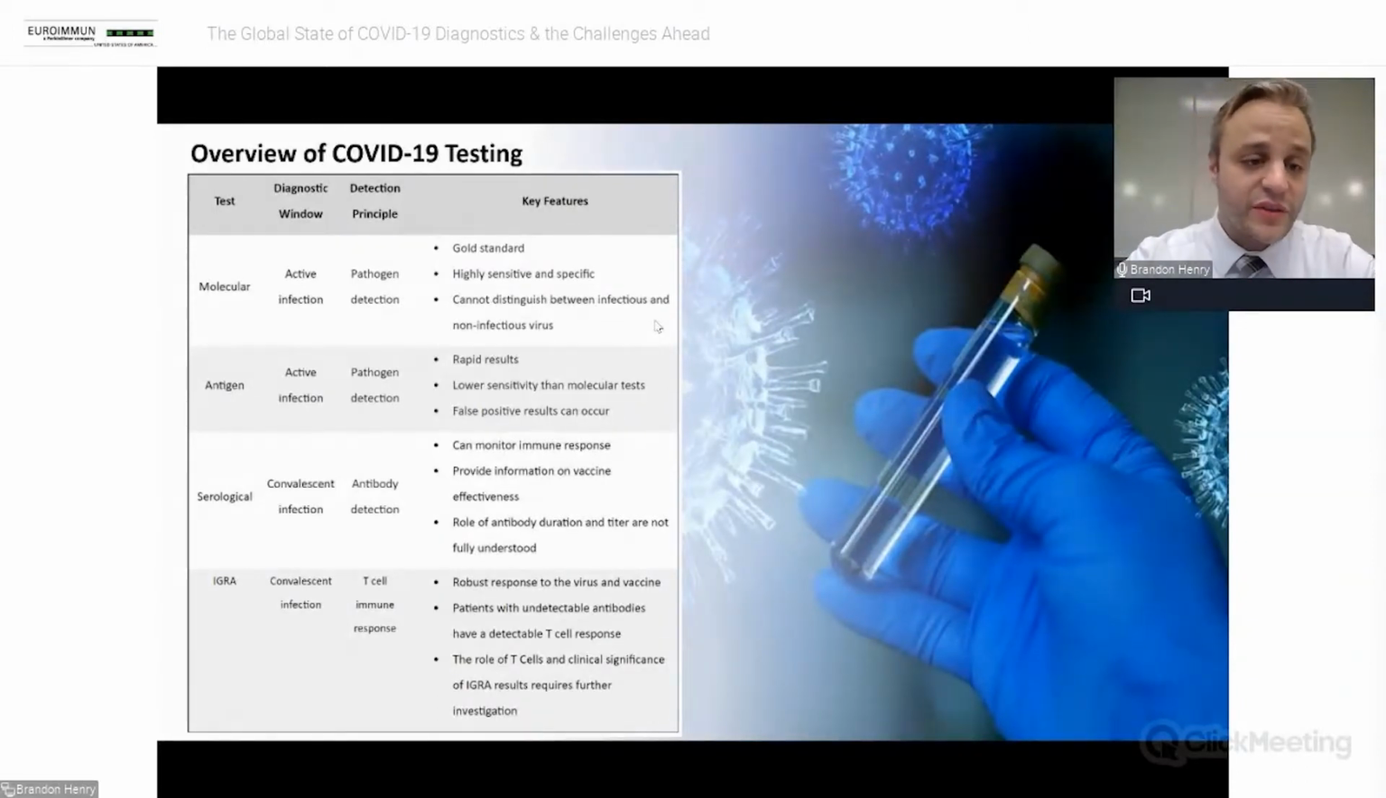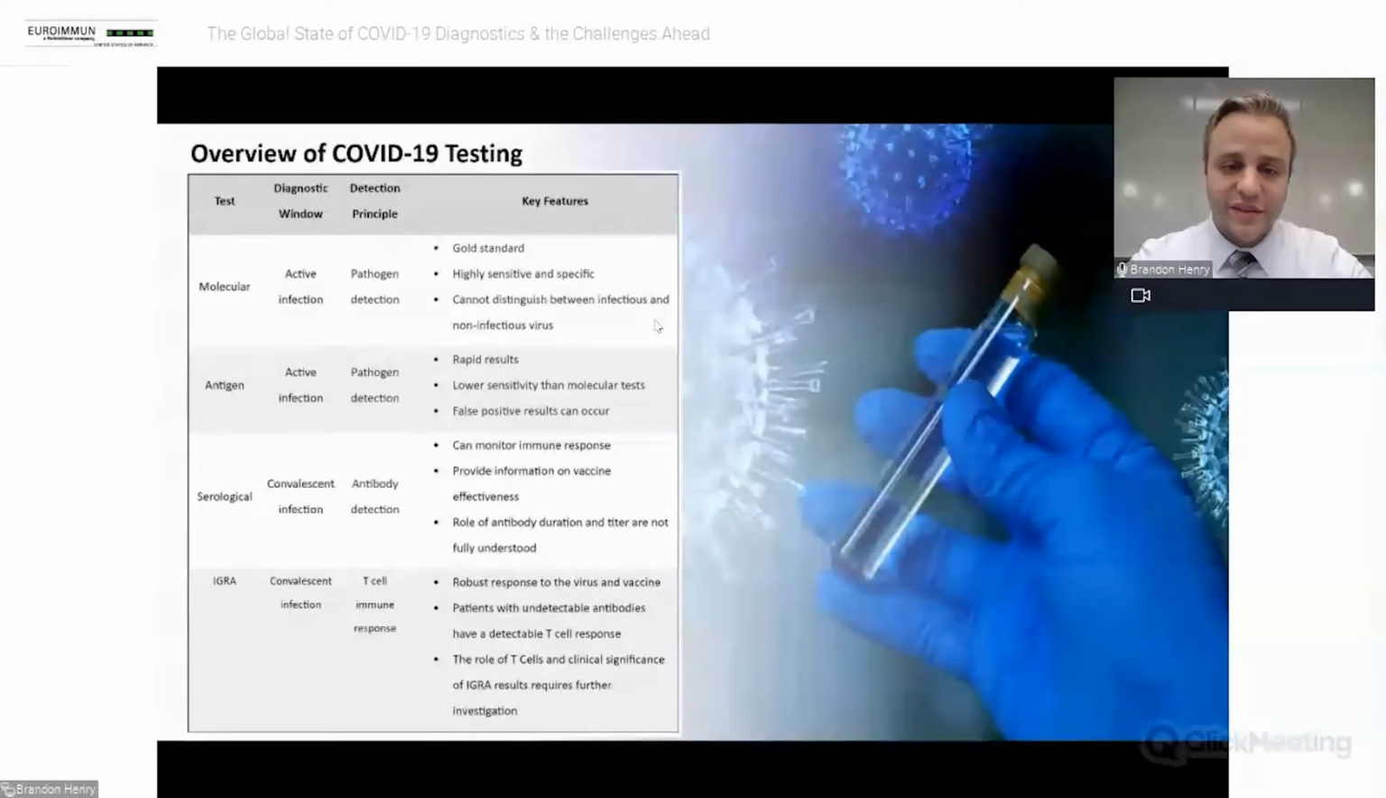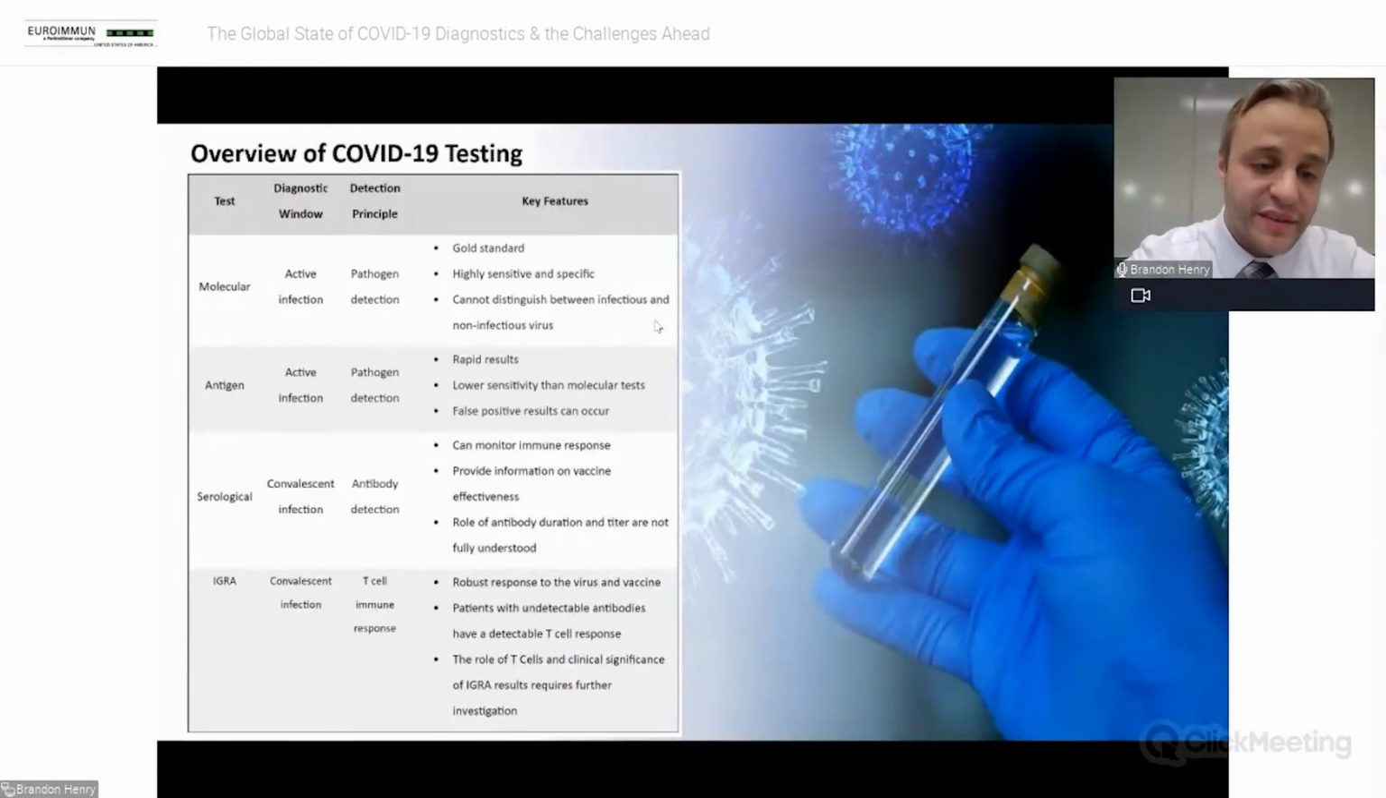Next, we have serological tests. These detect convalescent infection. They aim to detect antibodies. We can use them to monitor immune response, provide information on vaccine efficacy. However, the role of antibody duration and the titer are not fully understood, and we'll talk a little bit more about that later on. Last, we have the interferon gamma releasing assays. These are designed to assess T-cell response.